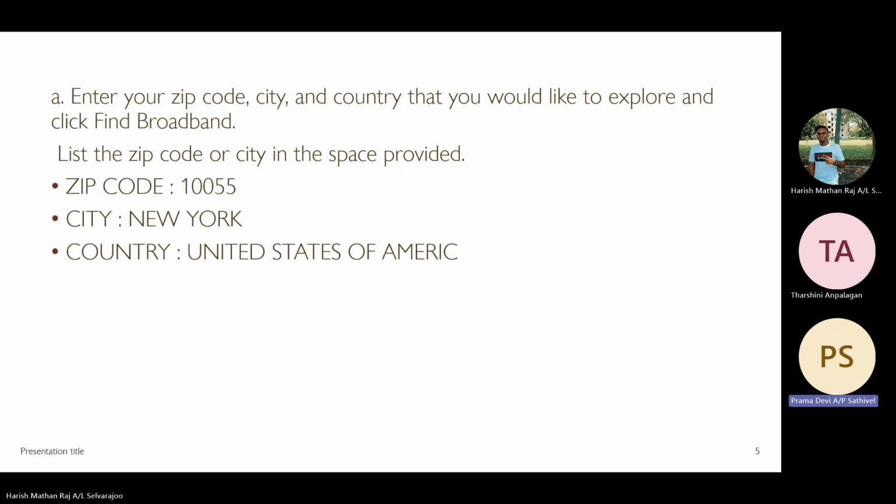Okay, the first question is, enter the zip code, city, and country that you would like to explore and click find broadband. So we chose New York City. Country is United States of America. Its zip code is 10055. We chose this city because there is a large population, and a lot of people are using the internet, I mean broadband usage.